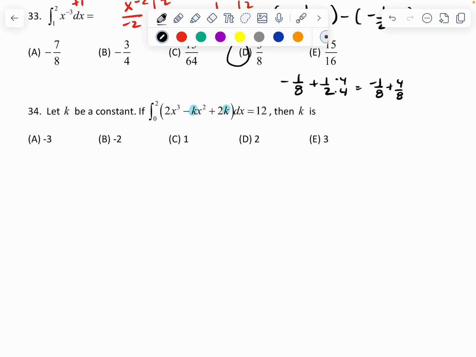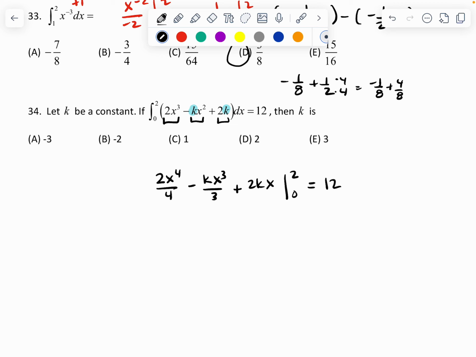So look. What is the integral of 2x cubed? That's 2x to the 4th over 4. What is the integral of kx squared? That's kx cubed over 3. And what's the integral of 2k? Well, guys, k is just a constant, so it's going to be 2kx. And I'm evaluating this from 0 to 2, and the answer should equal 12.